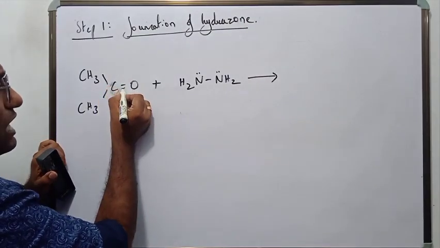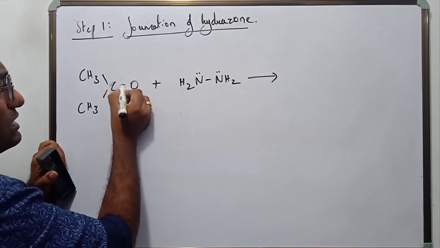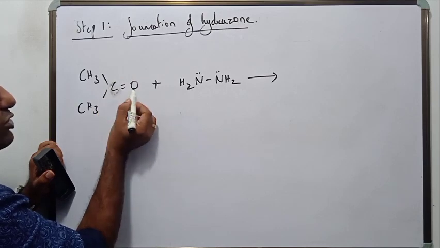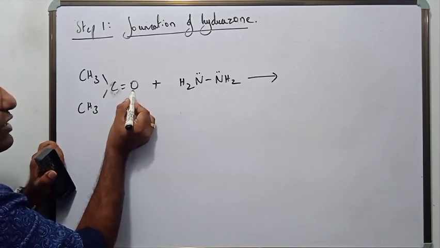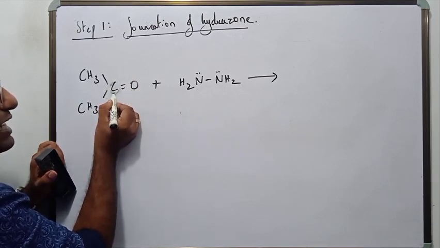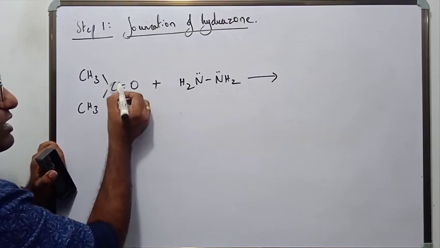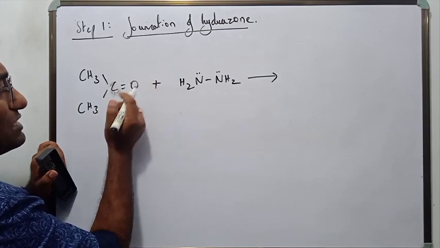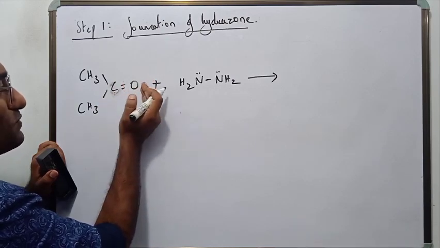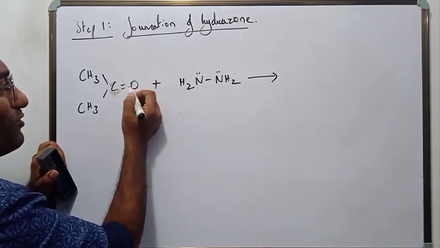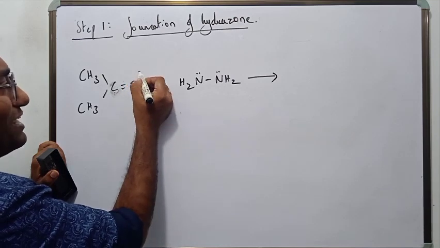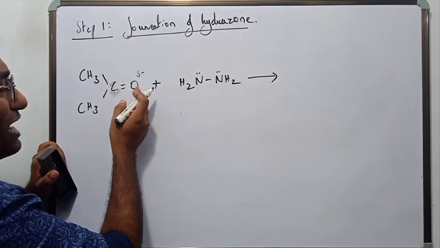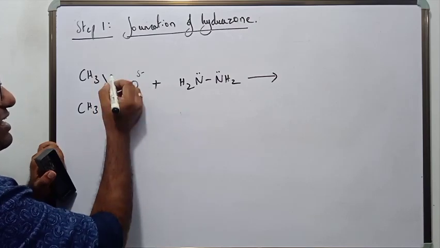Here, this carbon double bond O, this double bond is highly polarized. It is polarized because oxygen is electronegative and carbon is electropositive, and therefore the shared pair of electrons is always towards the oxygen side. So the area around oxygen is negative, and because the electrons are away from carbon, the area around carbon is positive.